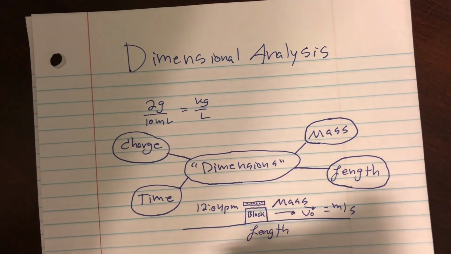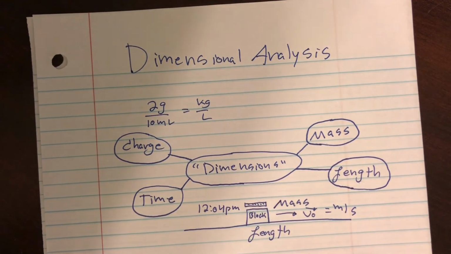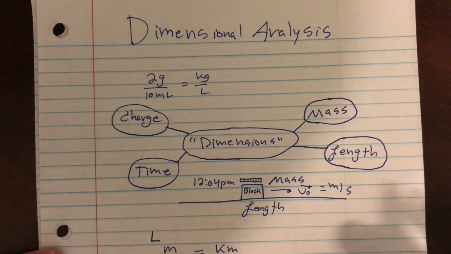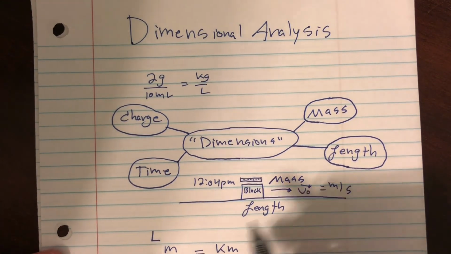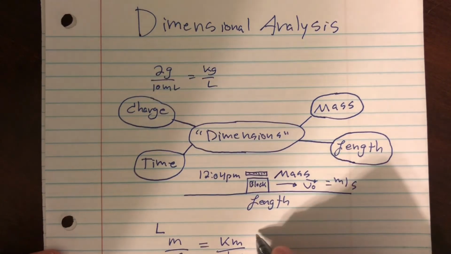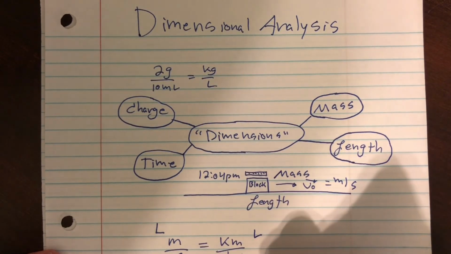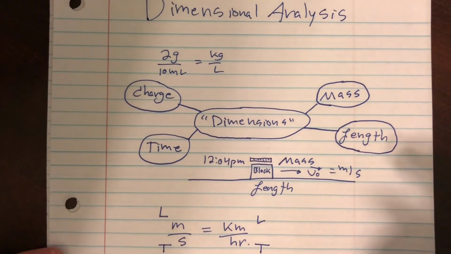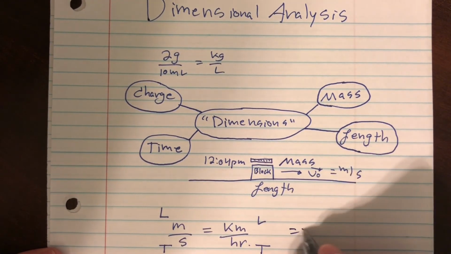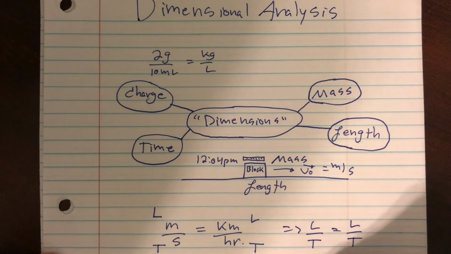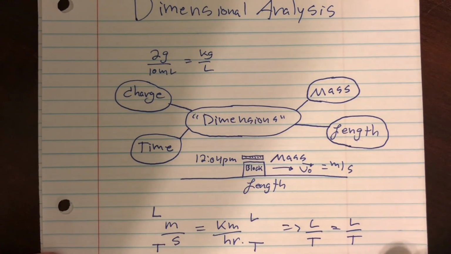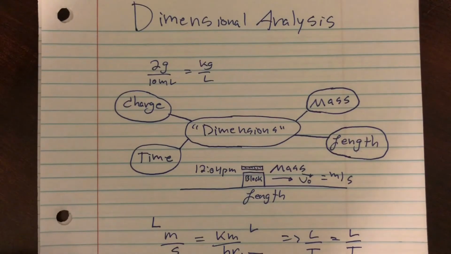So meters, that's just going to be a unit of length, so I'll just write an L there. Seconds, that's going to be a unit of time. So I have length divided by time. All right, that's fine. For kilometers, that's also a unit of length, and hours, that's also a unit of time. Nice. So these, in fact, would be dimensionally equivalent, because it's just length divided by time equals length divided by time. So we would say that those are dimensionally equivalent. Nice, great. You did your first dimensional analysis problem.